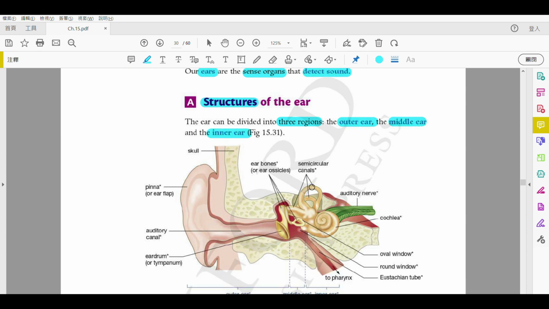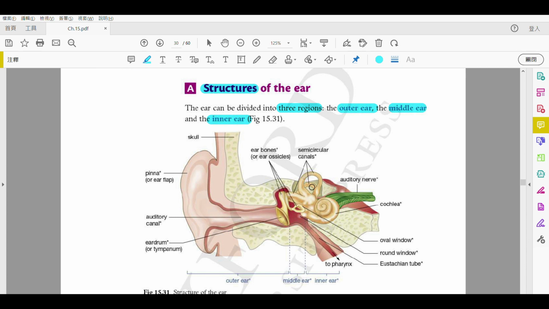Alright, so let's talk about the structure names according to their region. First of all, the outer ear. First one, we have the skull, so that's just like a human skull, 係一個頭顱啦. And then we have the pinna, auditory canal. Read it after me, please. Alright, eardrum. And then we move on to the middle ear.